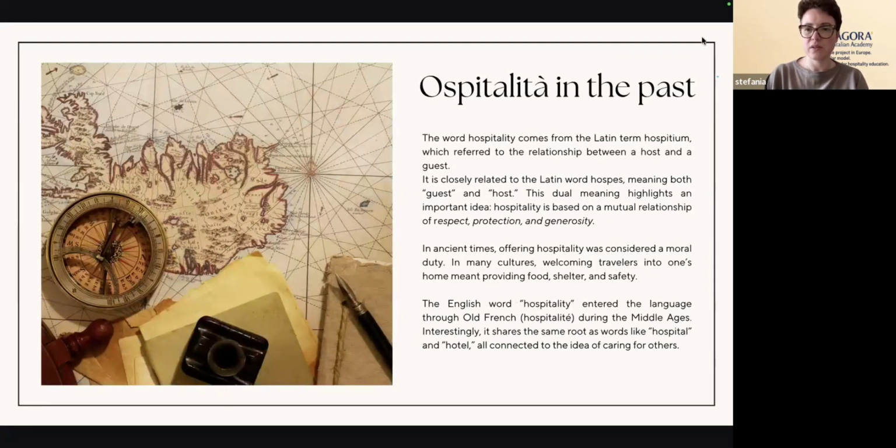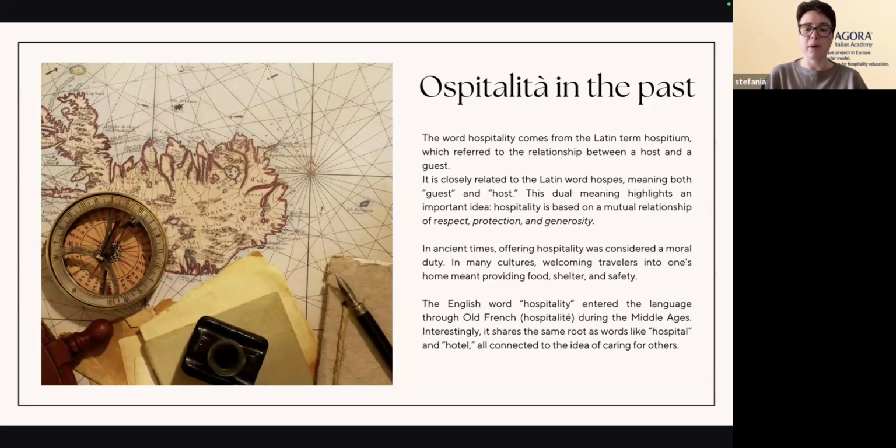Okay. So the first slide is the meaning of hospitality in the past, ospitalità in Italian. The word hospitality comes from the Latin word hospitium, which referred to the relationship between the host and the guest. So the meaning of hospitality is very ancient and begins in the past, but during the years this meaning has changed. It's basically related to a relation between the guest and the host, and in actual times it's more or less the same basic meaning.